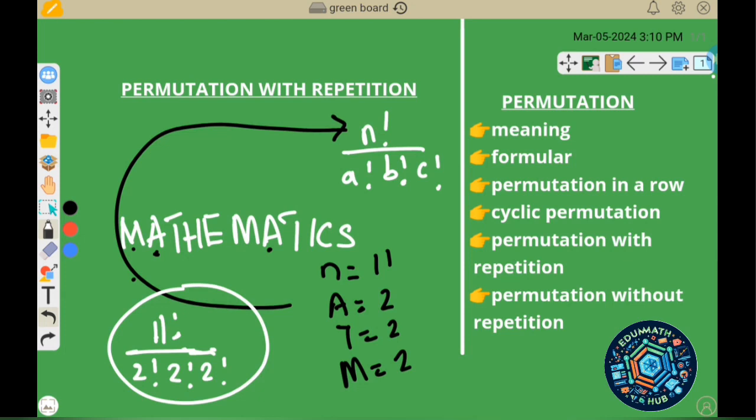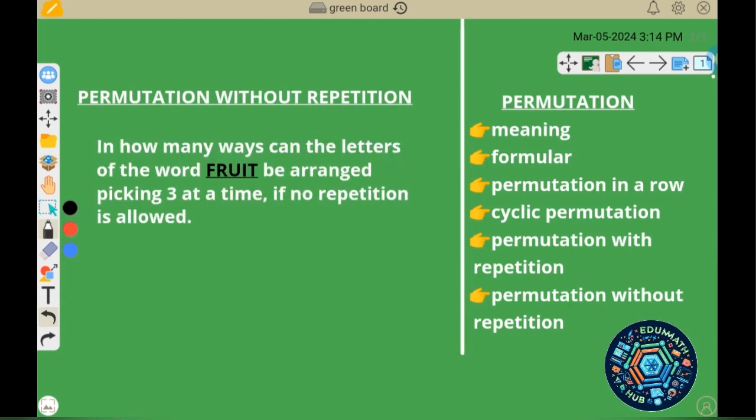Now move to the next one, which is permutation without repetition. I'm going to explain permutation without repetition using this simple question here. In how many ways can the letters of the word fruits be arranged, picking 3 at a time, if no repetition is allowed? So in this case, repetition is not allowed. That means whatever you have used or whatever you have picked initially, you cannot pick it a second time.